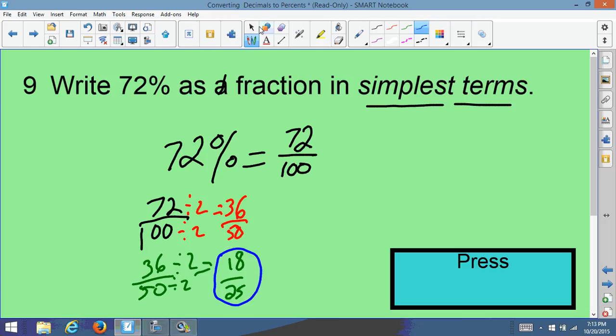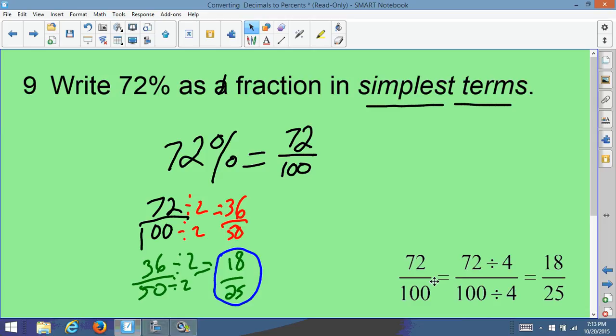So that was nice. So let's check our answer. 72 over 100, we divided both by 4, and where the 4 came from, I divided first by 2, and then divided by 2 again. I should have just divided by 4. That would have been a lot simpler, but sometimes you don't see it. So 72 divided by 4 is 18. 100 divided by 4 is 25. So we ended up getting the same answer, just taking an extra step.